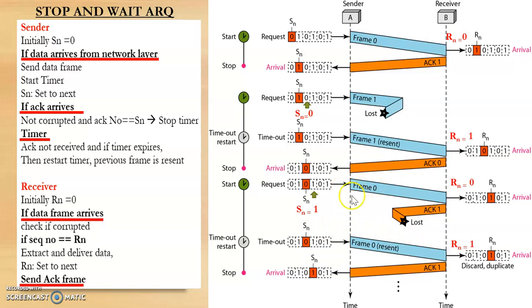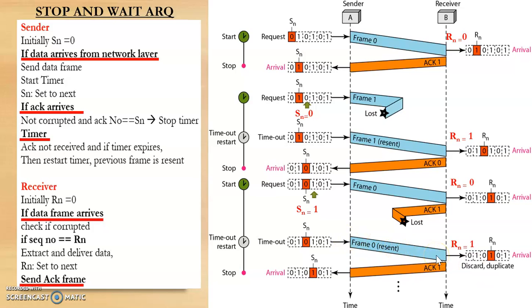After sending frame 0, the SN value was set to 1, but an acknowledgement is not received for frame 0. As a result, SN-1, that is the frame with sequence number 0, has to be sent again. So again the SN value will be 0 because the acknowledgement was lost. The timer will be restarted and frame 0 will be sent again.